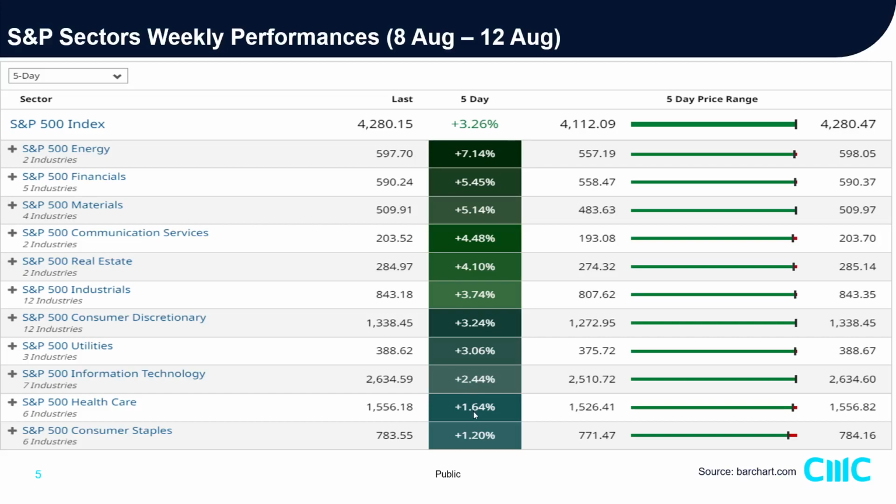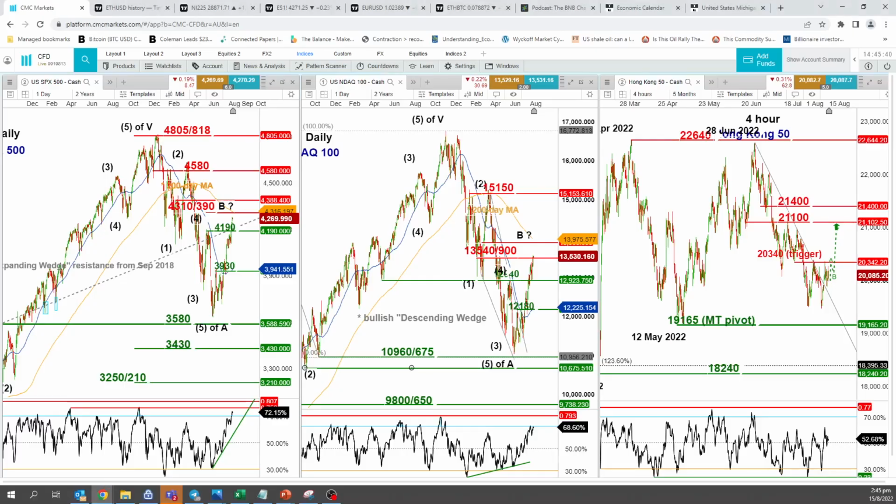Right? So healthcare underperformed last week as well, positive 1.64%, followed by consumer staples, which ended the week at a modest return of 1.2%. So without further ado, let's jump into the technical chart. Let's start with the SPX 500 first.